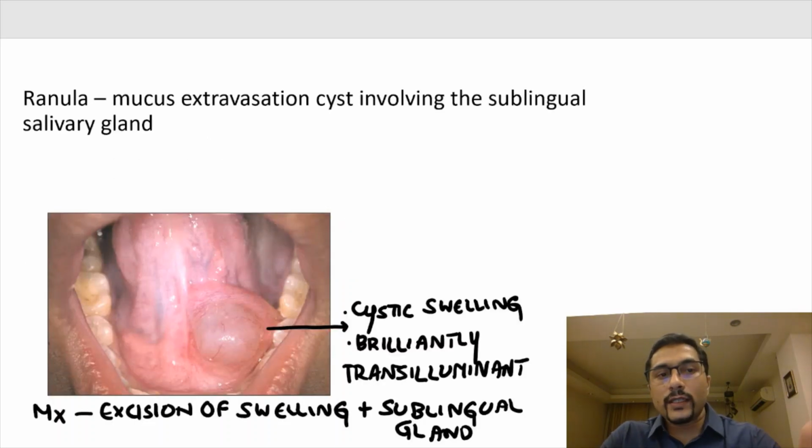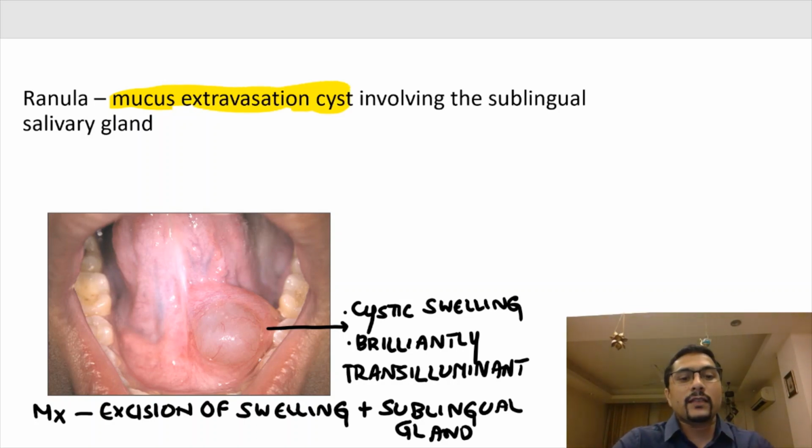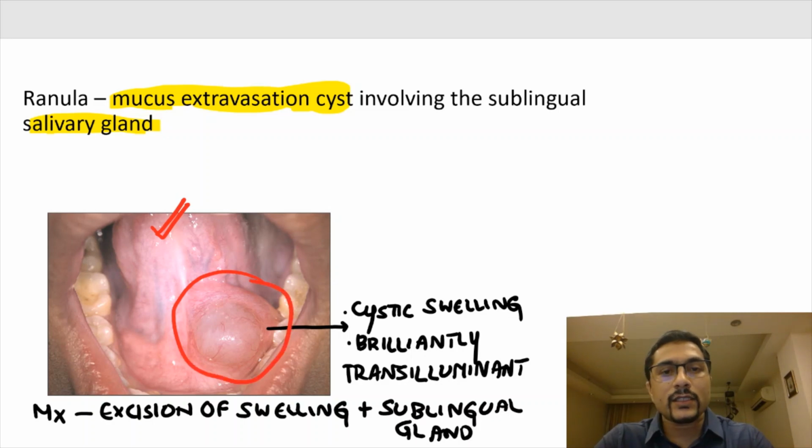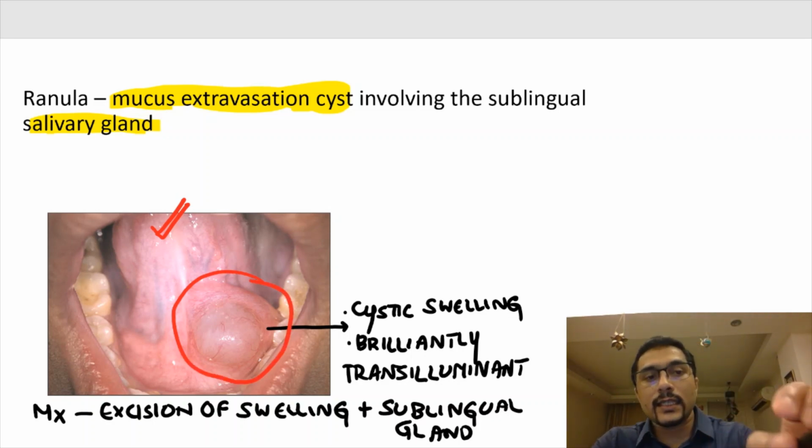So ranula, you know, it is a mucus extravasation cyst. Please remember extravasation involving the sublingual salivary gland. The image has also been asked in the exam, so you should remember the image. You can see that it presents as a cystic swelling in the floor of the mouth. And this cystic swelling is brilliantly transilluminant.